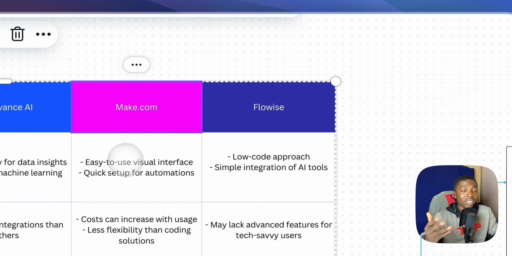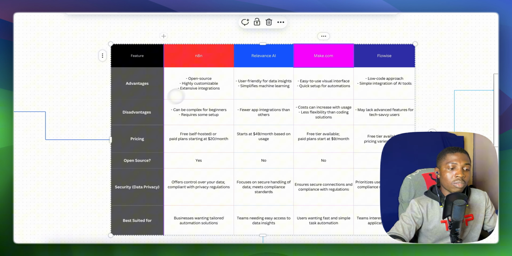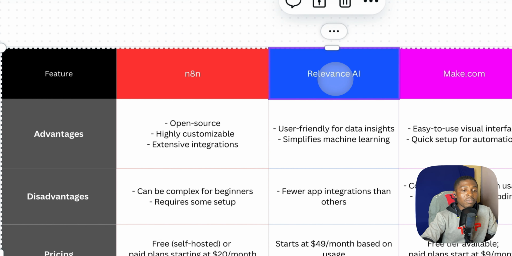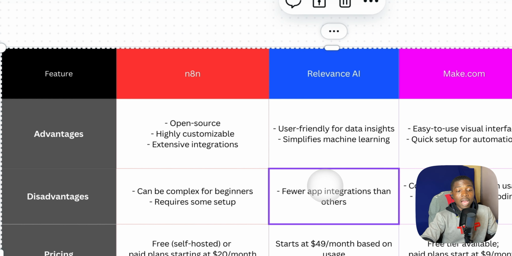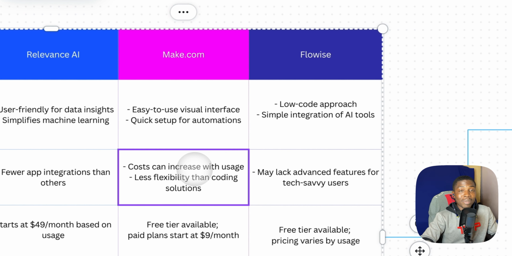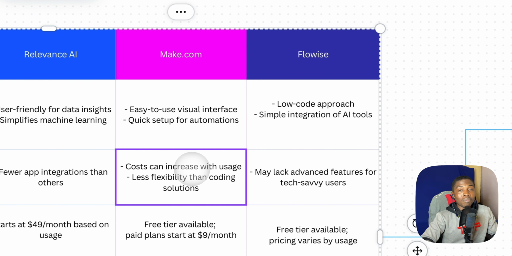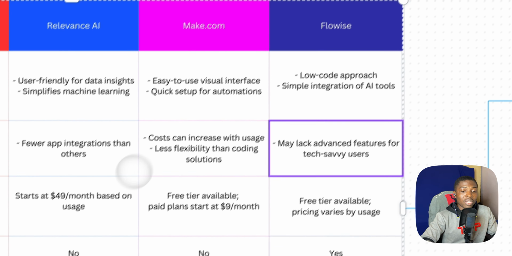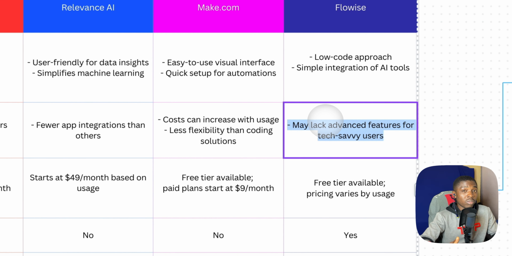All of these tools are easy to use, but one of the disadvantages of n8n is that it's complex for beginners. It requires some setup. Relevance AI has fewer app integrations than others, but Make.com solves this problem because it has more app integrations. On the side of Flowise, it may lack advanced features for tech-savvy users. So if you just want to build something simple, like a chatbot AI agent, you can use Flowise.